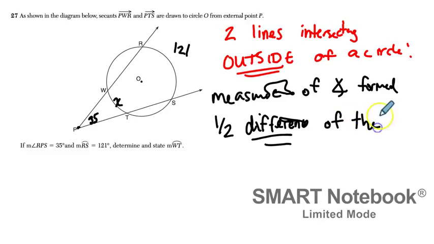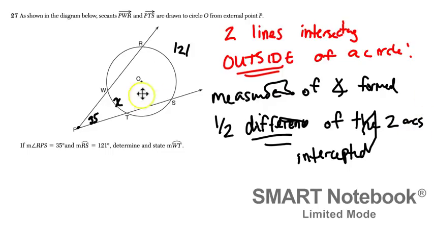There we go. Of the two arcs intercepted. So what does that mean? Why is that relevant? Well, in this problem, I've got two lines intersecting outside of a circle. This intersection is not inside of the circle, it's outside. This angle that they form, we said, is going to be half the difference of the two arcs that they intercept. So when we say two arcs that are intercepted, we mean the arcs that fall between those lines.